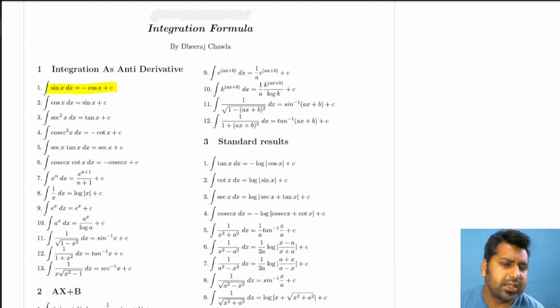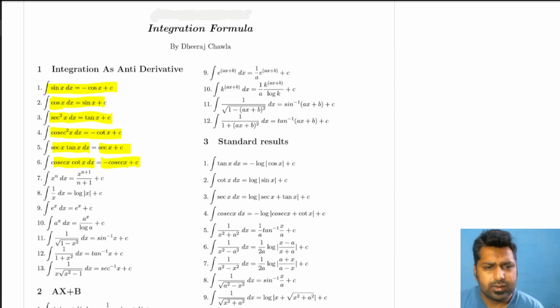Similarly, differentiation of sin x is cos x. So integration of cos x is sin x. Differentiation of tan x is sec square x. So integration of sec square x is tan x plus c. Differentiation of cot x is minus cosec square x, so differentiation of minus cot x is plus cosec square x. So integration of cosec square x will become minus cot x plus c. Sec x differentiation is sec x tan x. So integration of sec x tan x is sec x plus c. Similarly, cosec x differentiation is minus cosec x cot x. So you take the negative to the other side. So integration of cosec x cot x will become minus cosec x plus c.